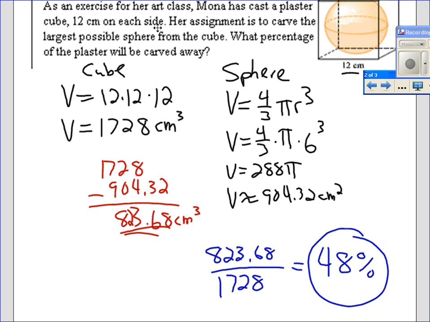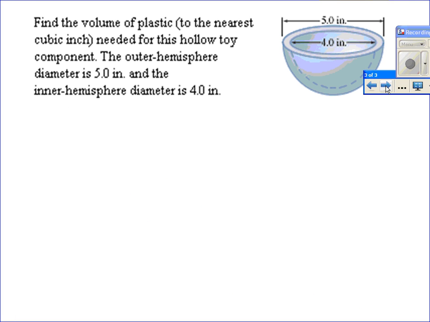Alright, so that's a great problem. I'd like to emphasize also that I've been trying to work on that strategy where even when we did area, find the volume of the whole, find the volume of another smaller part, and then subtract. It's a great strategy that keeps coming up over and over. So let's try one more example here.